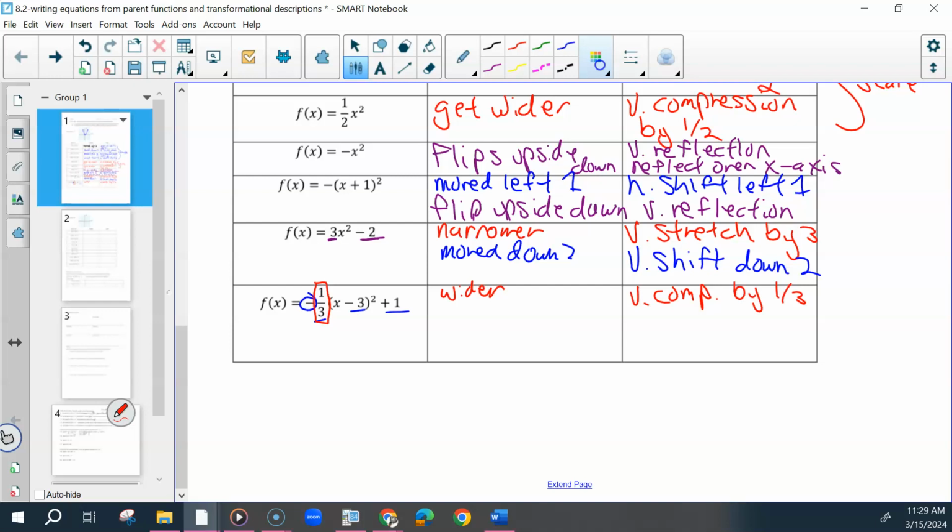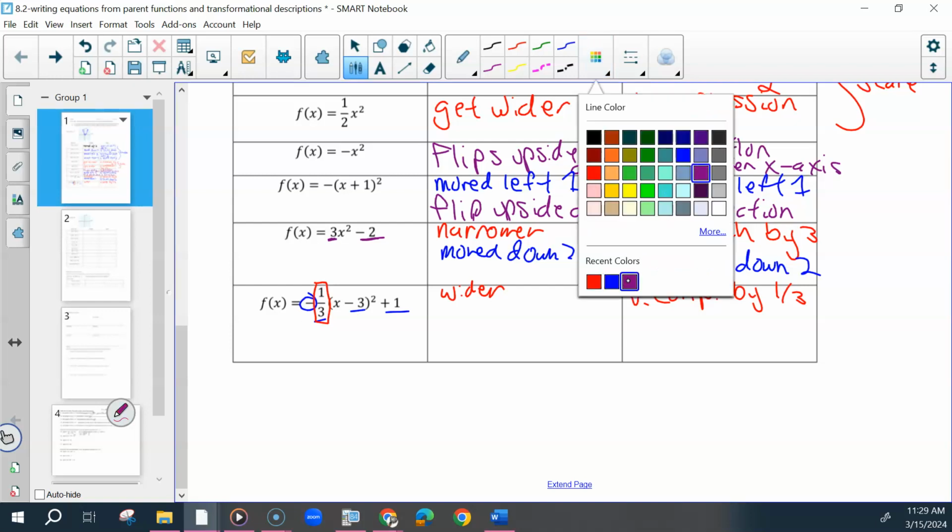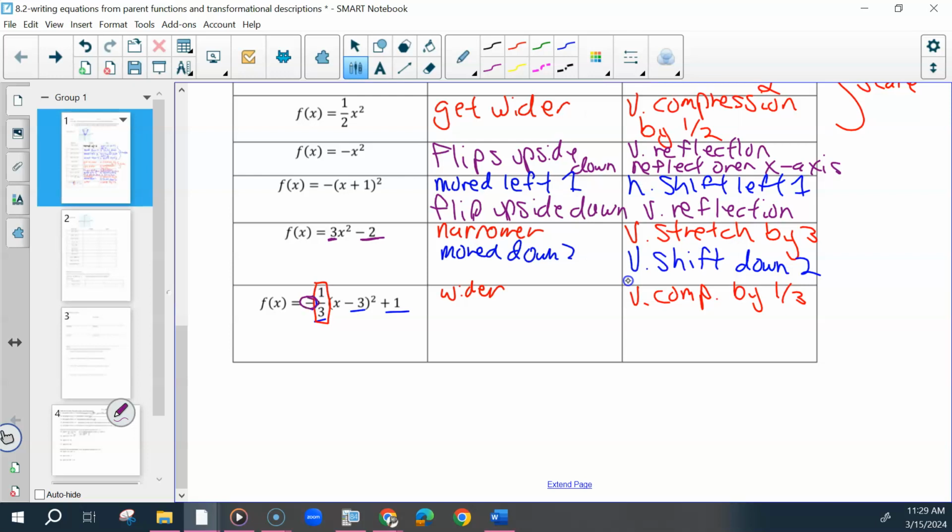It did flip upside down. Which one tells you that? The negative. So that would be what rule? Vertical reflection, or reflection over the x-axis. Right, 2 more things.